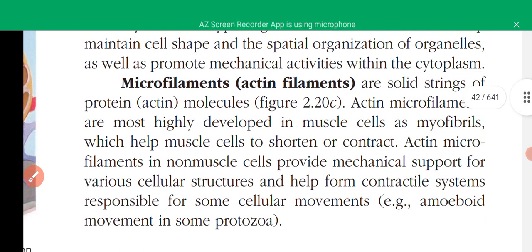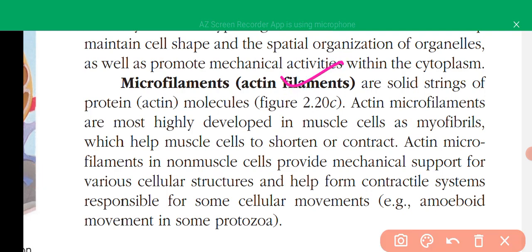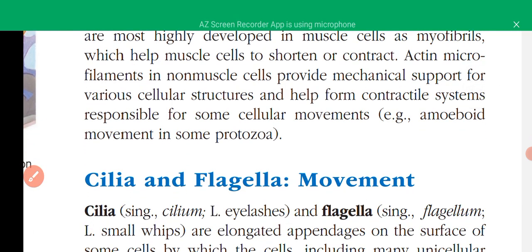And microfilaments are also called actin filaments. They are mostly found in muscle cells. They act together with myosin to form muscle contractions, and they may also be found in non-muscle cells. In non-muscle cells, they provide mechanical support for various cellular structures and help in the contractile system responsible for cell movement, like amoeboid movement, which is because of microfilaments, and some protozoal movements. Then we will study cilia and flagella, which help in movement.